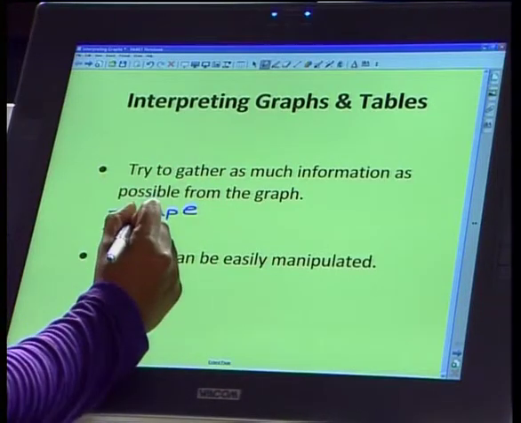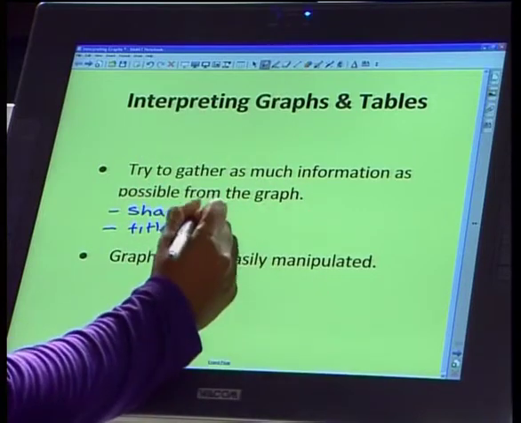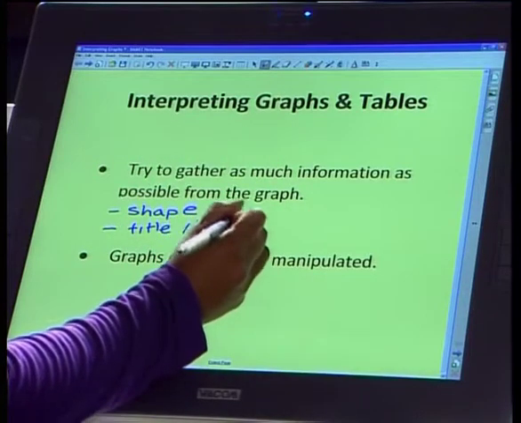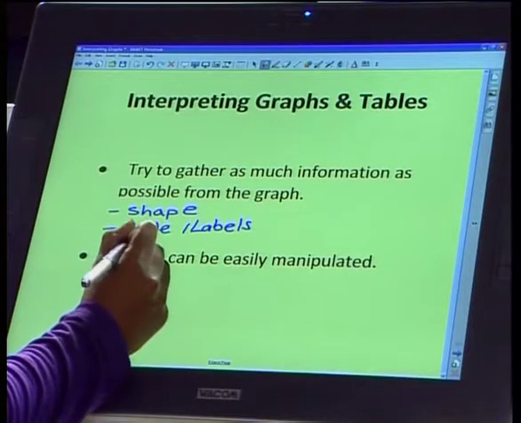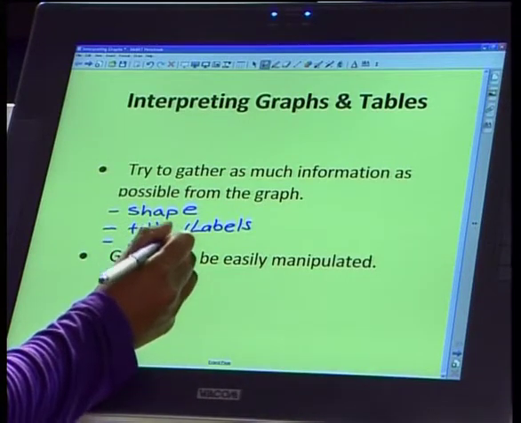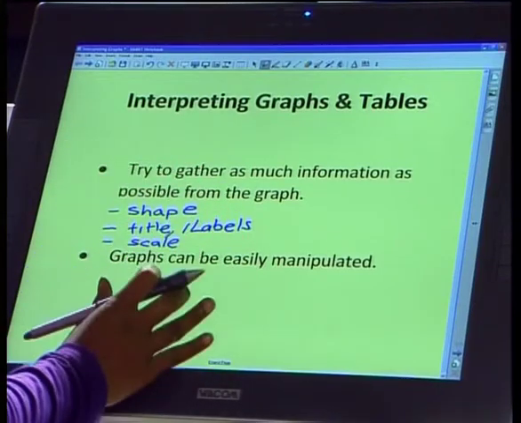Also look at any of the titles or any of the information that is given. Look at all the labels of the axes and understand what the variables mean, and also look at the scale. Now just on the point of the scale, that brings us to the next part.